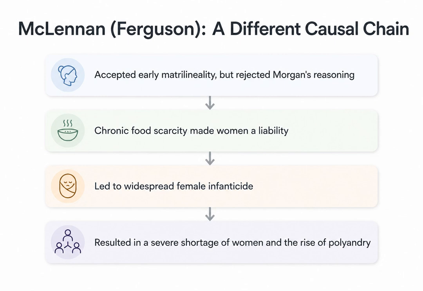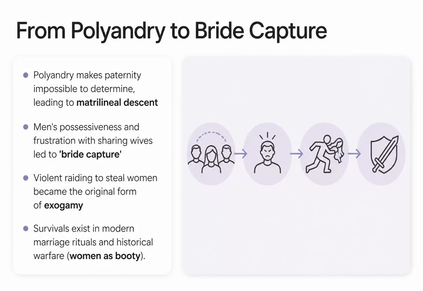Ferguson accepted that matrilineal descent came first, but proposed an entirely different reason for it. He argued that in early societies, chronic food scarcity meant women, limited by physical constraints like menstruation, were seen as a liability in hunting and gathering. This perceived burden led to widespread female infanticide. The resulting demographic imbalance, a severe shortage of women, forced society to adopt polyandry, where several men shared one wife. In this polyandrous system, determining paternity is impossible, which is why, according to Ferguson, matrilineal descent emerged.